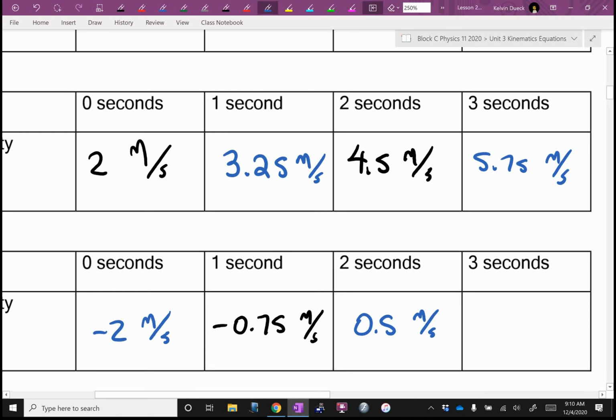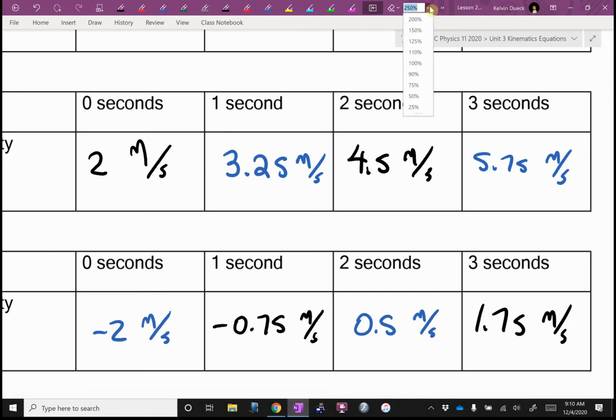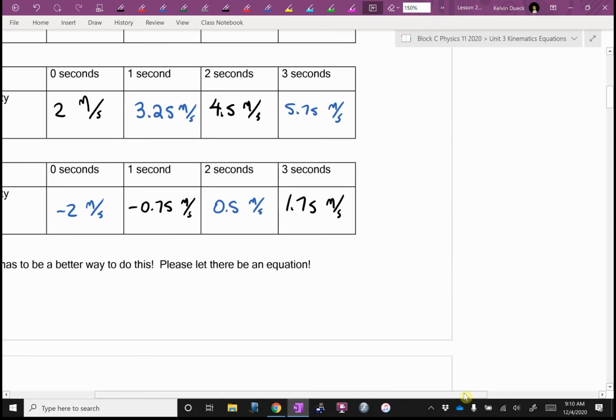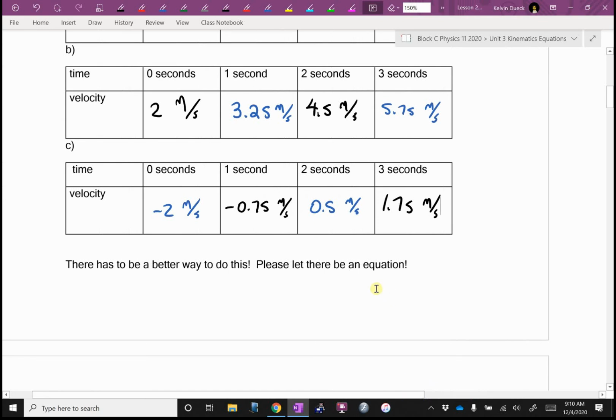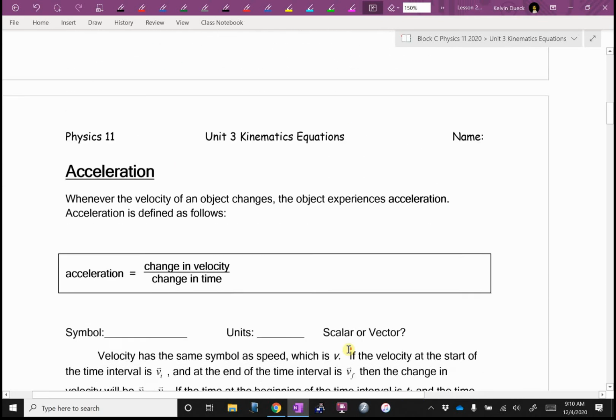So there's some good information I can glean from this. Okay, after 3 seconds, now I'm back to the original 2 examples where I'm going forwards and accelerating forwards. So after 3 seconds, I'm at 1.75, yes? And I would again ask the question, what if I want to know how fast I'm going after 1,000 seconds? Please tell me I don't have to calculate the previous 999, and I don't. We're going to come up with an equation for acceleration. So I wrote here, there has to be a better way to do this. There is. Next page over.